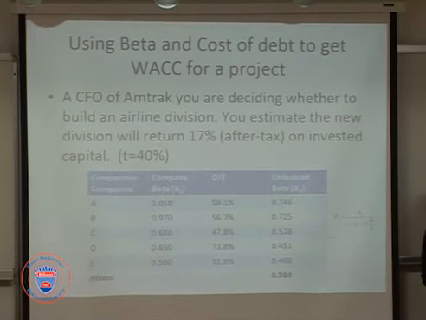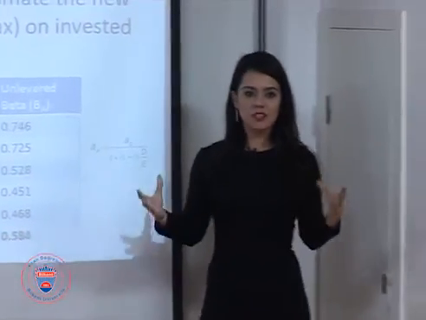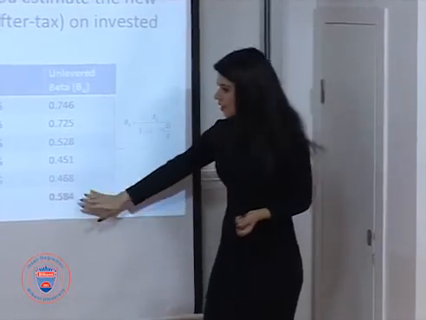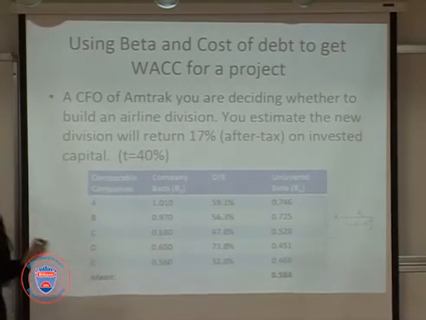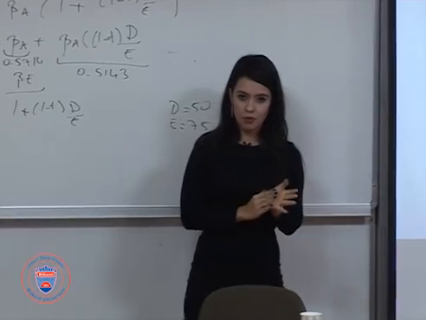Then what am I going to do? I'm going to take the average of those. So on average, what is the business risk in this industry? Just take the average. The asset beta of those companies will be 0.584. So that's good. I have a starting point.